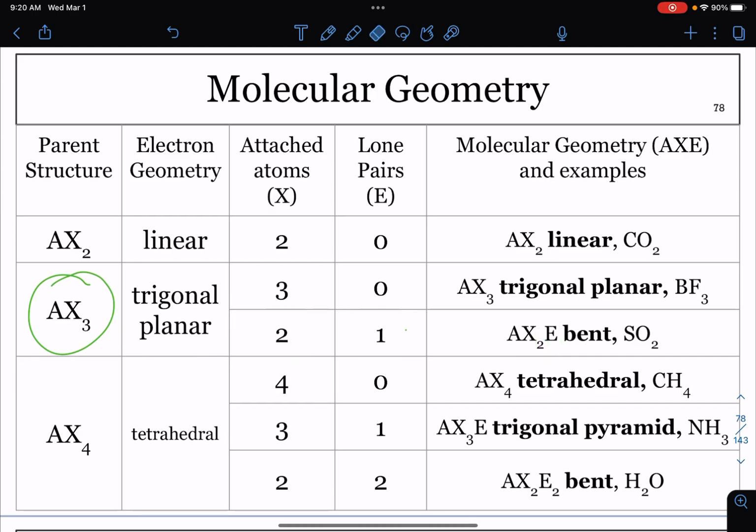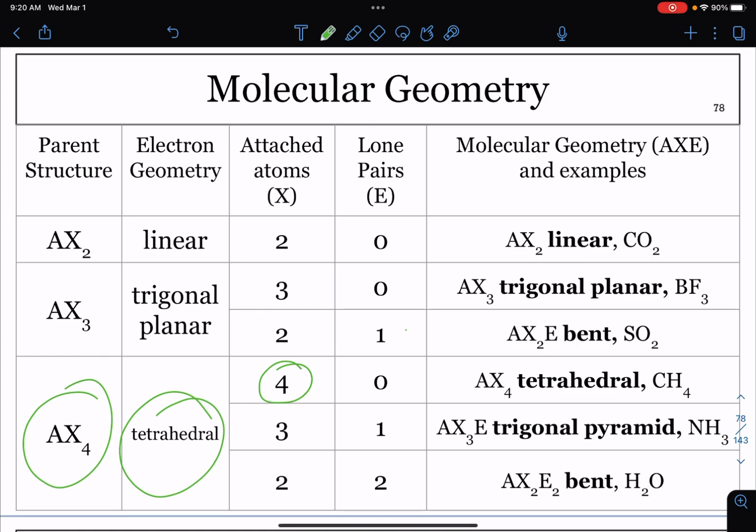Now let's look at AX4. We have 4 electron domains around the central atom. It's called tetrahedral. If all 4 of them are attached atoms and 0 lone pairs, you still have the name of tetrahedral, and the molecular geometry name and example and symbol is the same as the electron geometry. But you replace one of those attached atoms. Now we only have 3 attached atoms and 1 lone pair on the central atom. We call this trigonal pyramid.